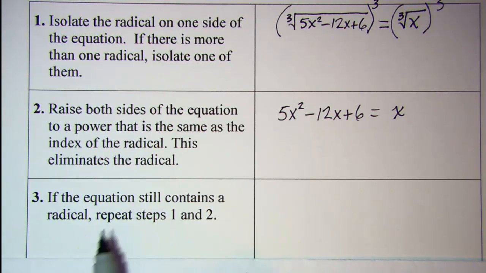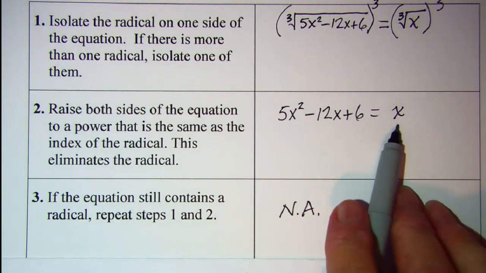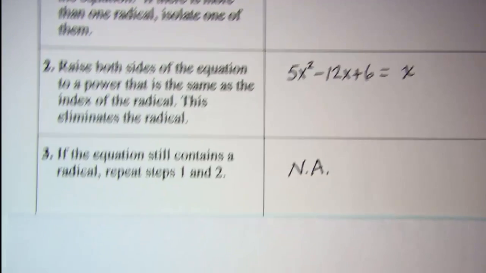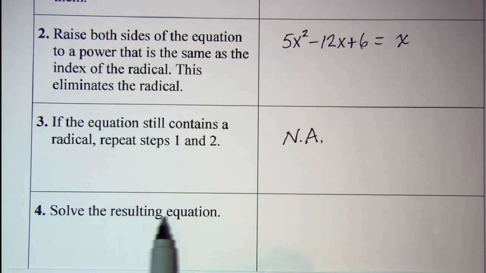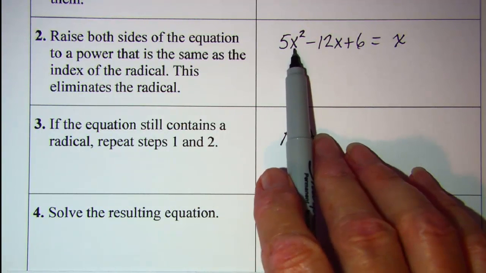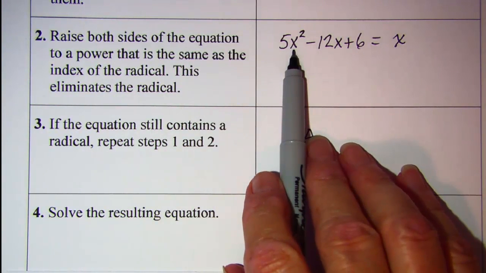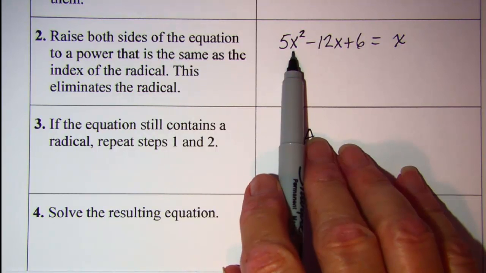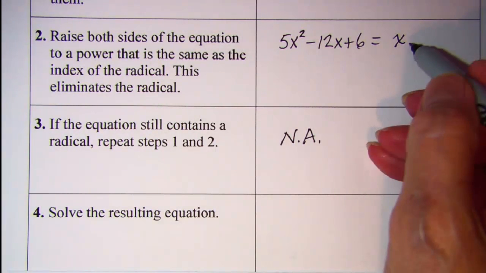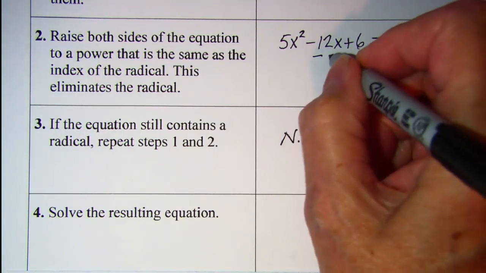So this step, if the equation still contains a radical, repeat steps 1 and 2. This step is not needed because I no longer have a radical in my equation. Then I need to solve the resulting equation. Well, I notice that I have an x squared term, which means I have a quadratic. I'm going to move all of the terms to the left side and have it equal to 0. And then I always check to see if I can factor, because that's the fastest way.